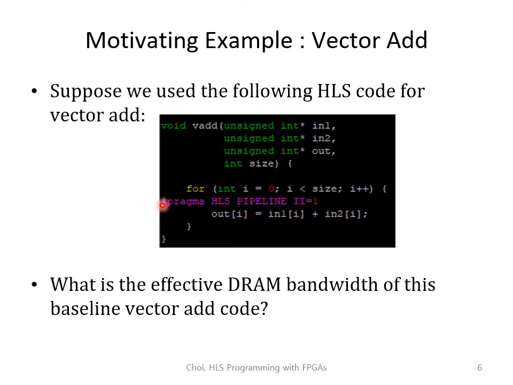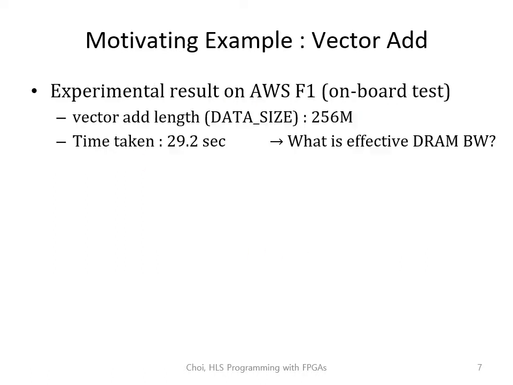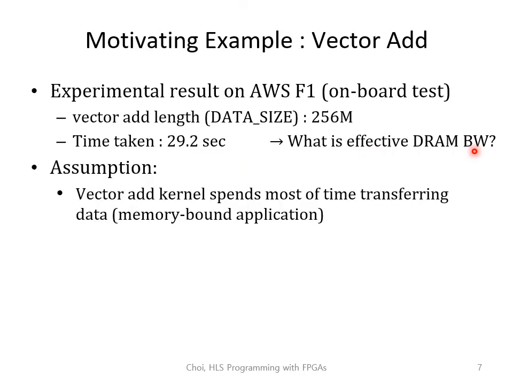So assuming that we have made such code for the vector add task, let's try to calculate the effective DRAM bandwidth of this code. This is the experimental result if we run that code on AWS F1. I have set the vector add length to 256 million elements. The time taken to execute the task was 29.2 seconds, and we want to calculate the effective DRAM bandwidth. For the calculation, we need to assume that the vector add kernel is a memory-bound application and spends most of the time transferring data.